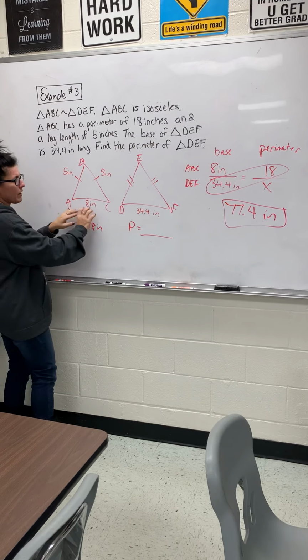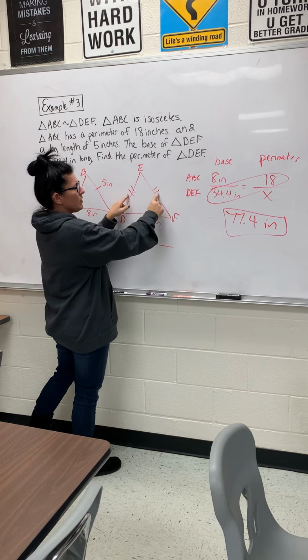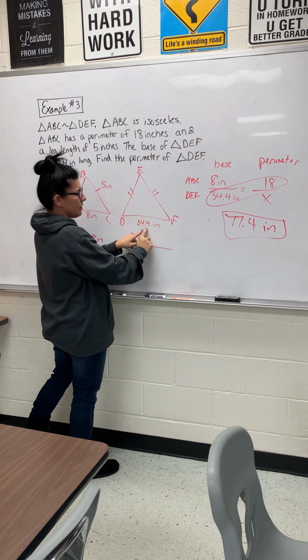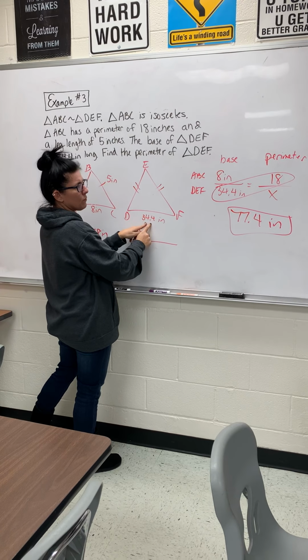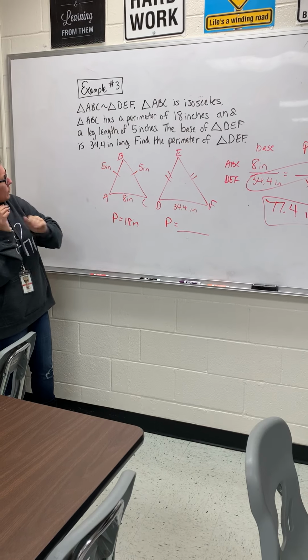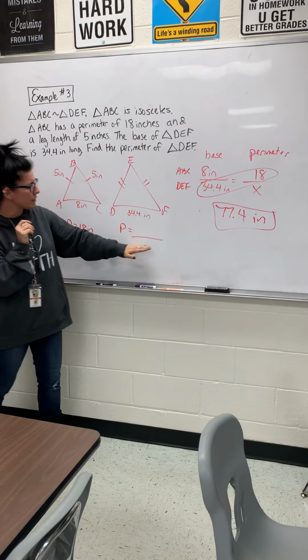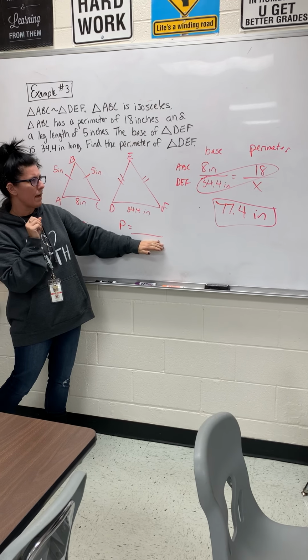So again, here's my isosceles. This one's also isosceles because it's similar. So these two are the sides that are congruent. This is my base, so I labeled that as 34.4. It also tells me that the perimeter of ABC is 18 inches, so I mark that down. They're asking us to find the perimeter of DEF.